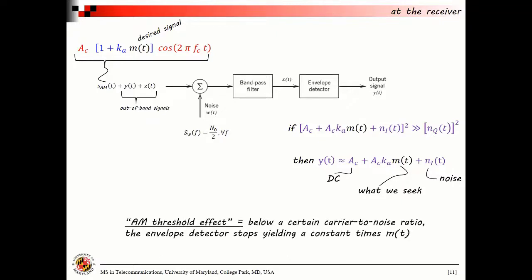The AM threshold effect tells us that below a certain carrier to noise ratio, in other words, if the carrier is much weaker than the noise, then the envelope detector stops yielding this approximation of a constant times M of t, and the AM receiver stops working. We're going to see that in our example.